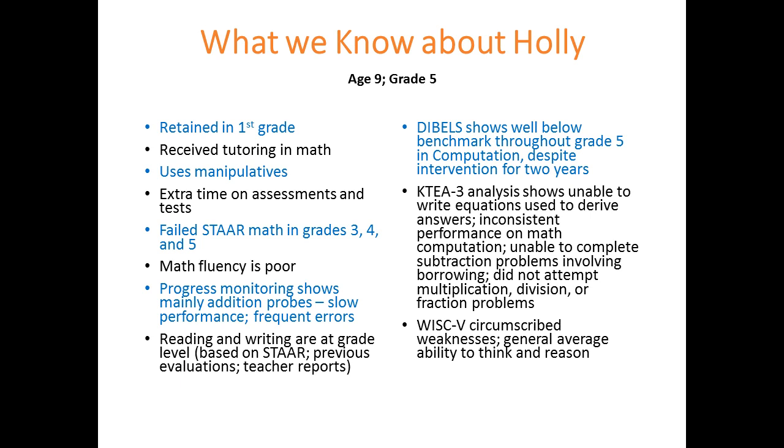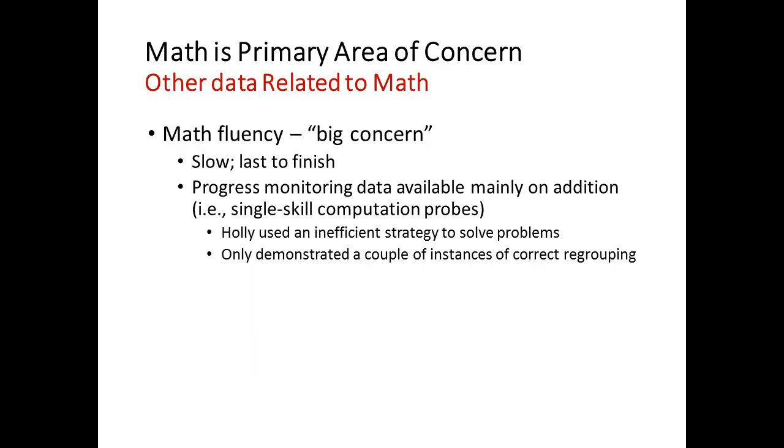And reading and writing have been fine. She's been able to pass her reading and writing, so she's performing at grade level. Previous evaluations do not show any difficulty in reading and writing, and her teacher reports are fine in terms of her reading and writing. DIBELS shows well below benchmark throughout grade 5 in computation, even though she's been in interventions for 2 years. She has a lot of evidence of math difficulty from KeyMath 3 error analyses. Her WISC-V appears to show some circumscribed weaknesses with generally average ability to think and reason. So that's sort of a snapshot of where Holly is.